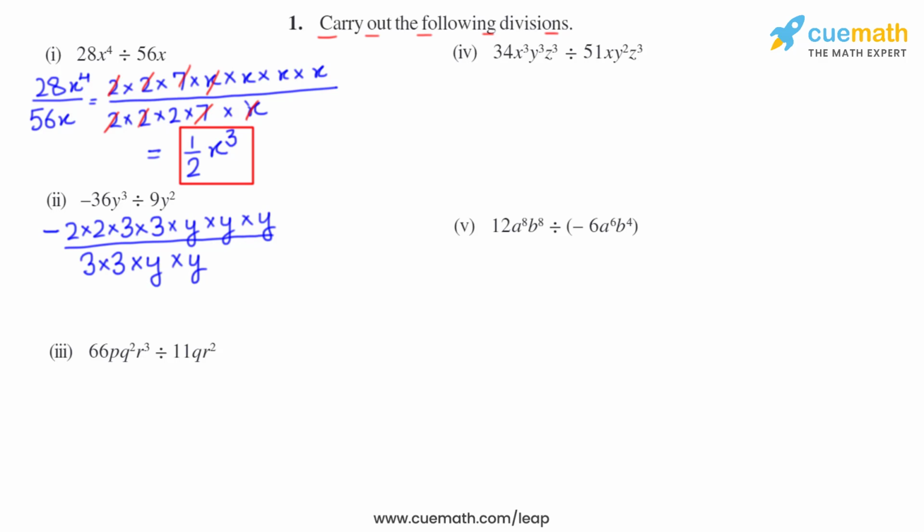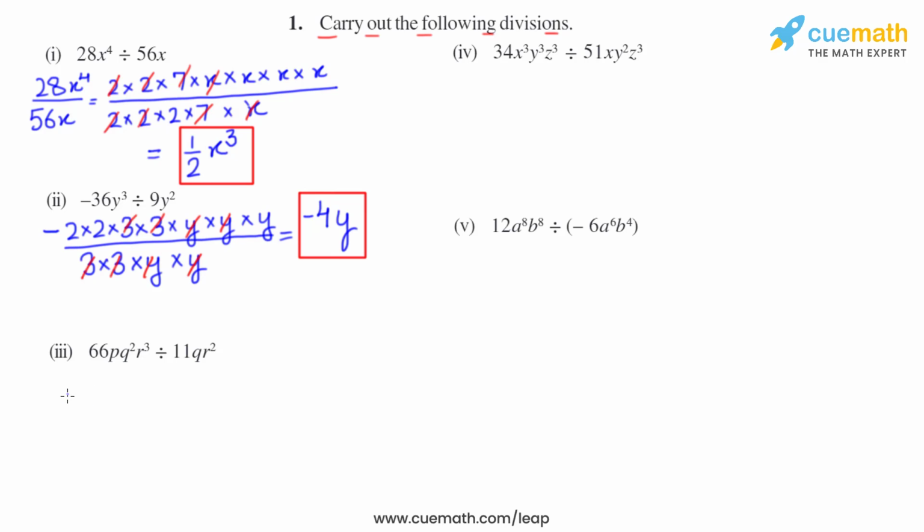Let's cancel out what can be cancelled. 3 can be cancelled, one more 3 can be cancelled, and 2 y's can be cancelled. So we are left with minus 2 into 2, which is minus 4, and 1 y is there, so minus 4y. So the answer for the second part is minus 4y. Let's do the third part now.